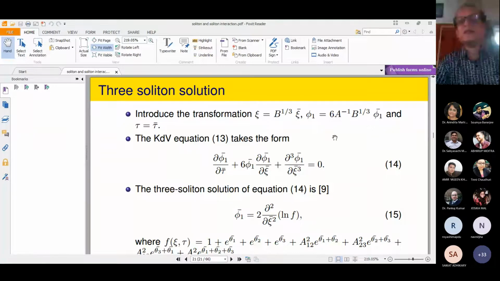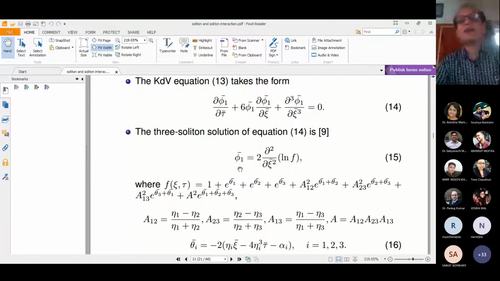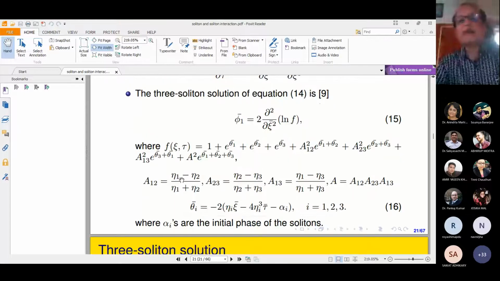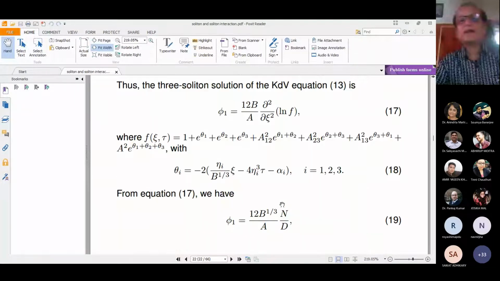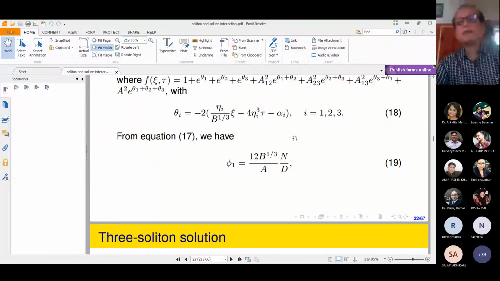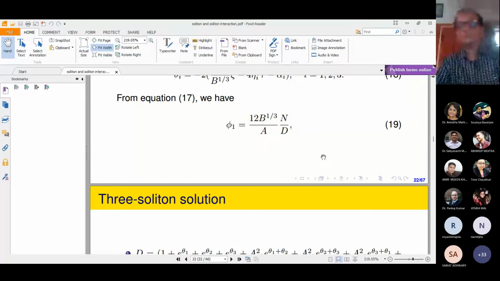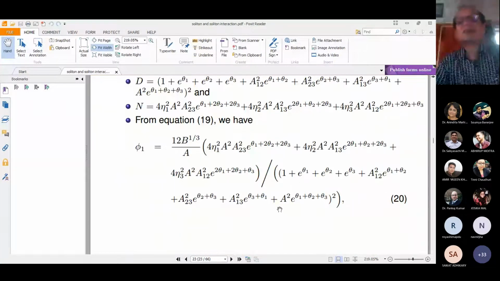After taking this transformation, this is a standard KdV equation. And if we use this transformation, phi 1 equal to 2 del 2 del xi 2 of ln f, where f is considered in this complicated fashion, then we can find A11, A12, A13, everything, and this theta, and ultimately we obtained the expression for phi 1. Equation 19 gives us the shape of the multi-soliton. So equation 20 gives us the final expression for the multi-soliton.